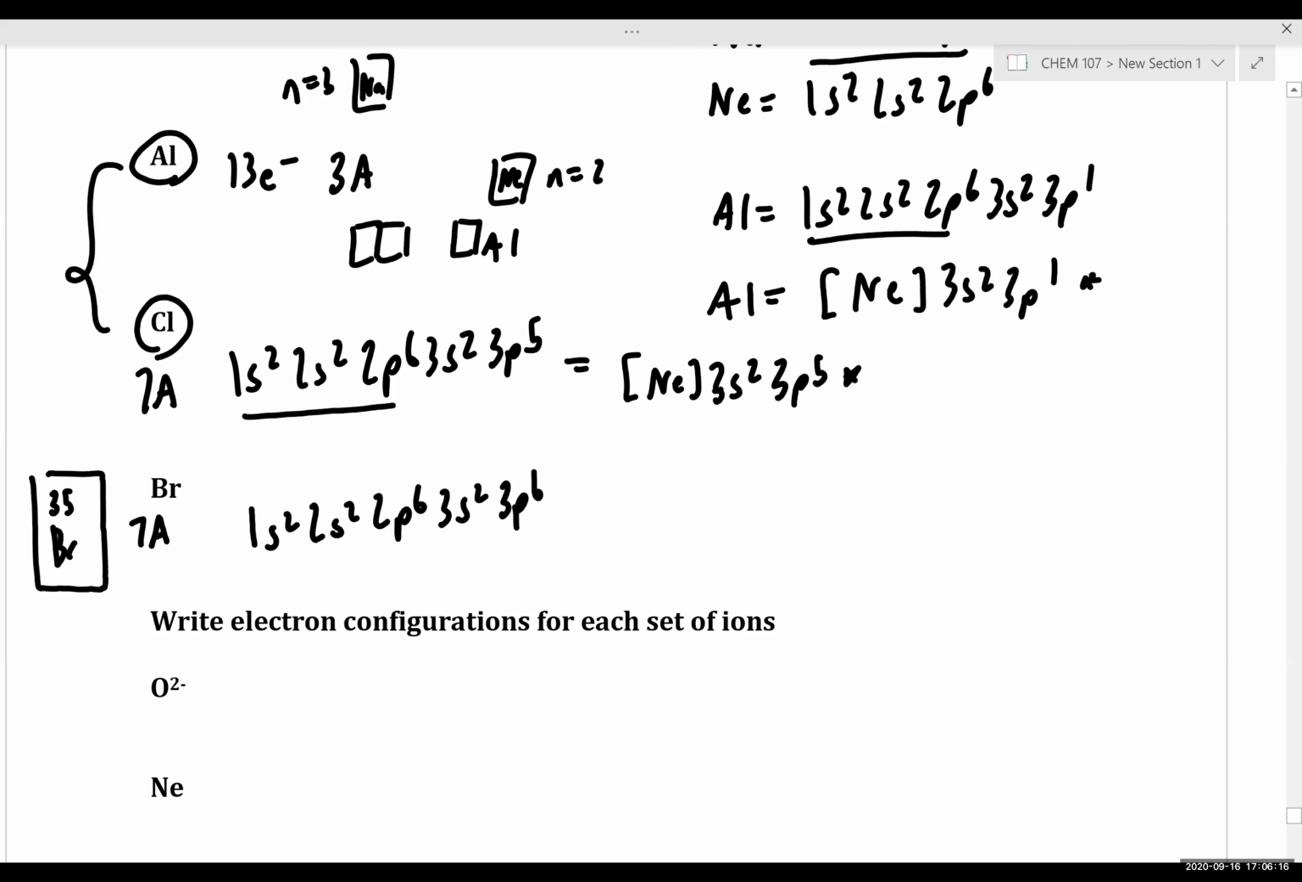3p6, 4s2. So we've used up 20 electrons. And what subshell is filled after the 4s? 3d. Yep, exactly right. And the 3d orbital can hold 10 electrons. So we used up another 10 electrons. We have 5 electrons remaining. So how many electrons go into our 4p orbital? 5. Yep, exactly right.